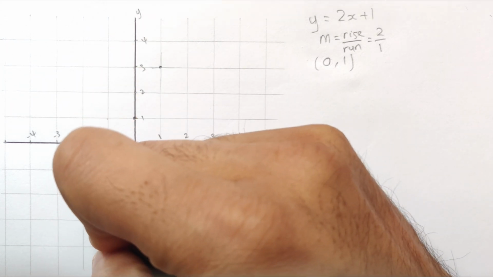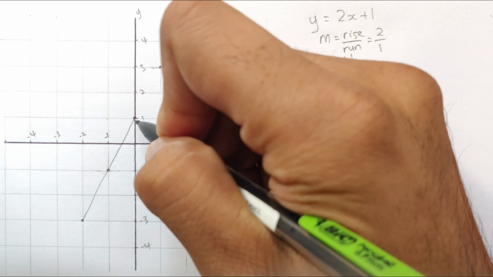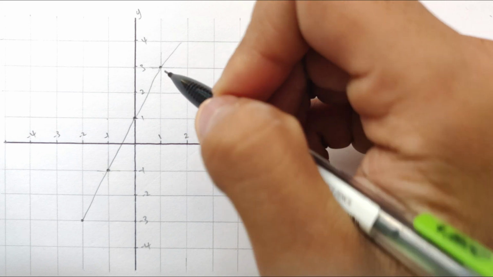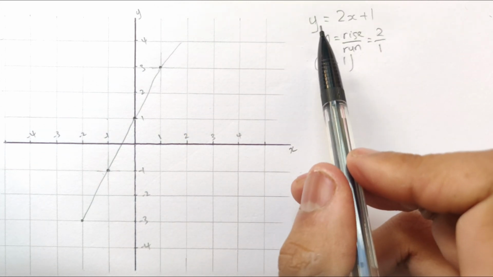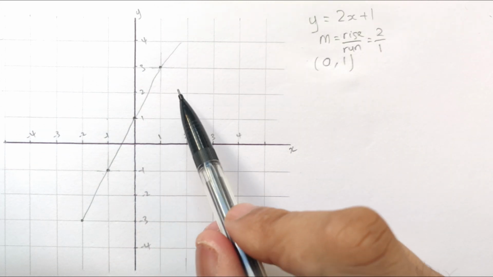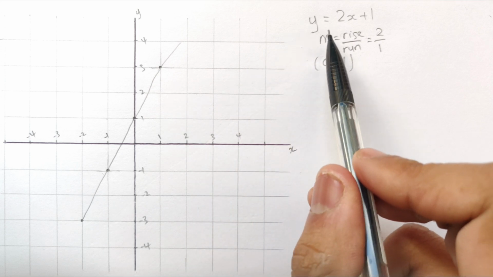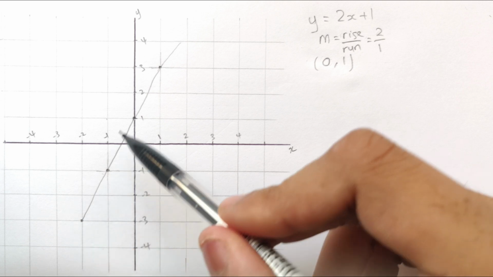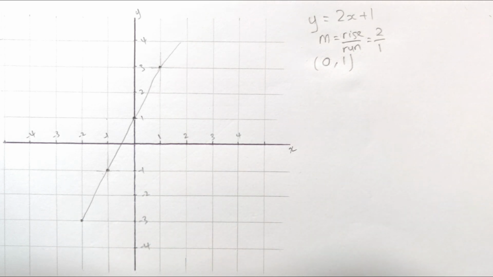So if I join the dots here, trying to get as straight as possible, we get the plot of y equals 2x plus 1. And you can see this is a straight line, so it's a linear equation.